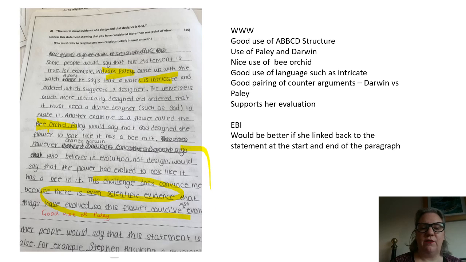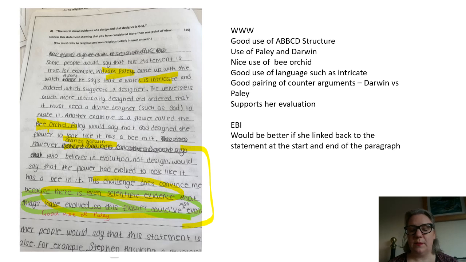Good pairing of counter arguments going on here. So this candidate talks about design and talks about William Paley and then challenges that with Darwin. She also, giving it away again, but I haven't named her, also says why she is convinced by a view because it's supported by scientific evidence.